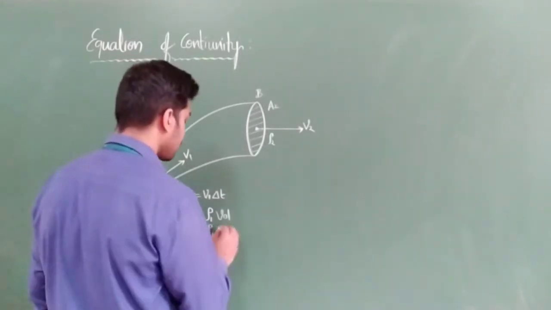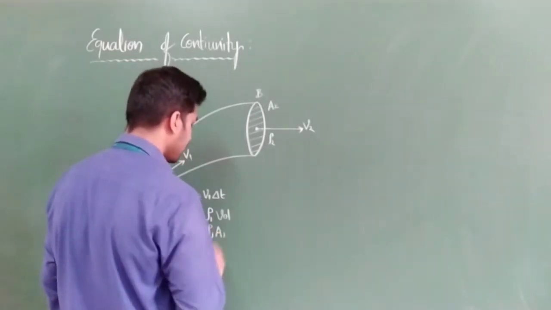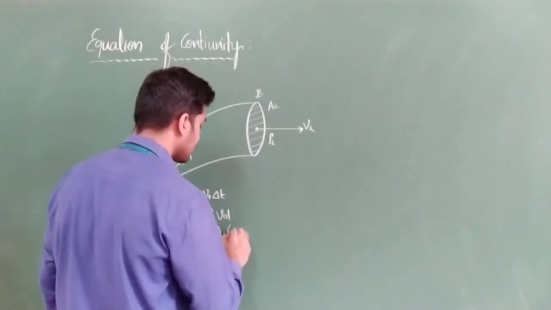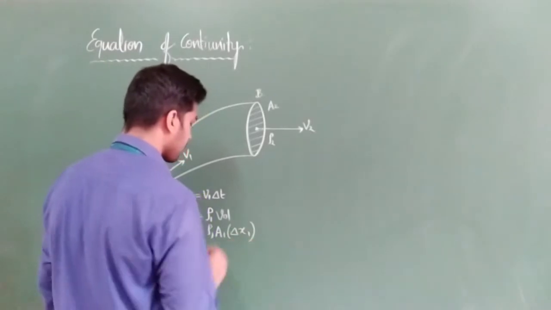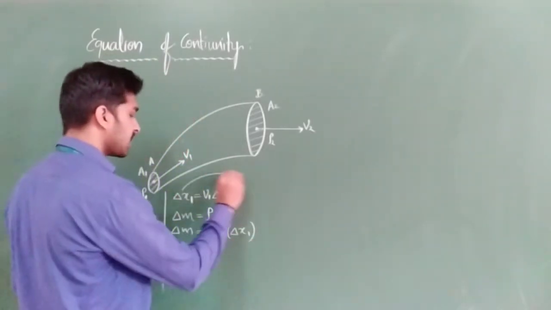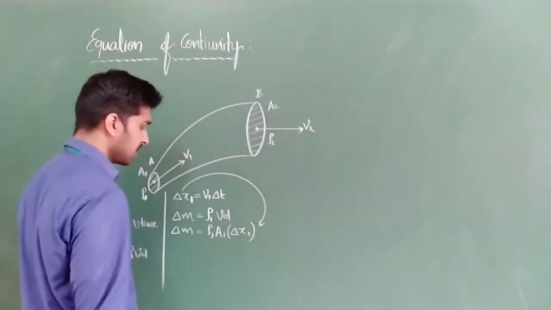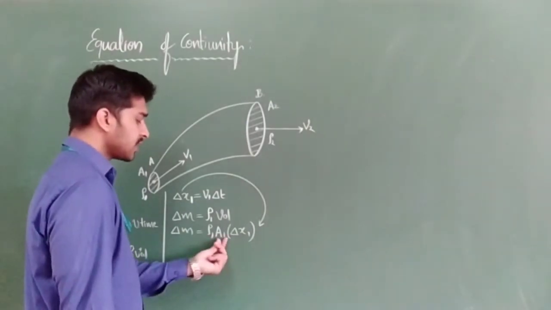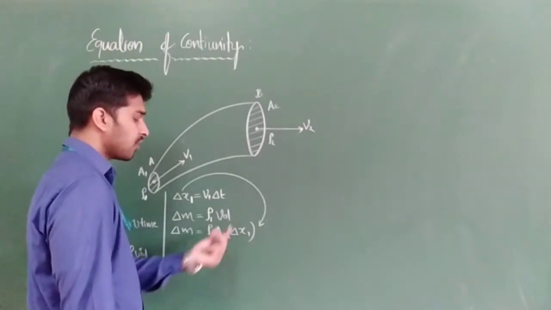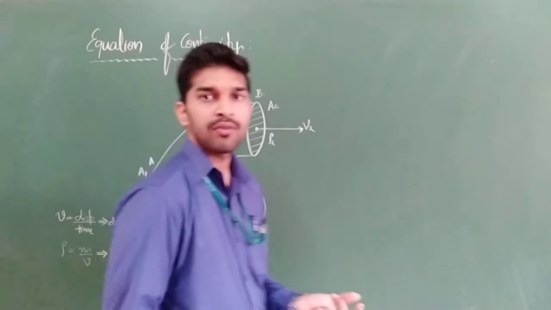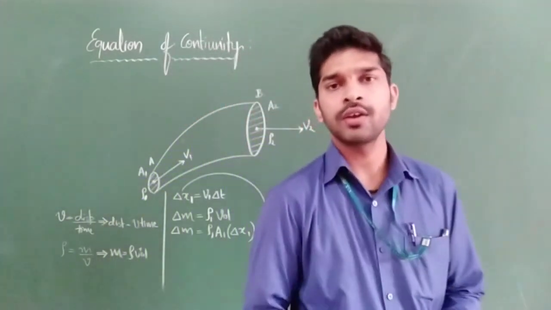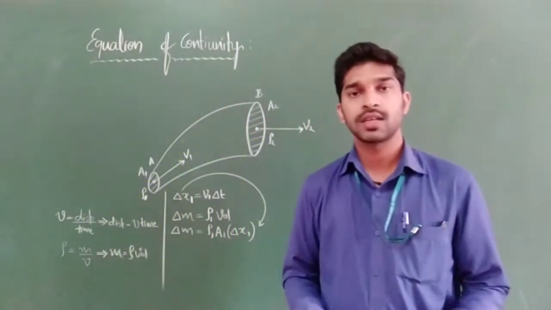Volume is nothing but A1 into that length, which is nothing but delta x1. Clear? So from this equation I will substitute delta x1 here. This is why I had written A into delta x1. Volume is given by the cross-sectional area into the length of that particular cylindrical vessel.